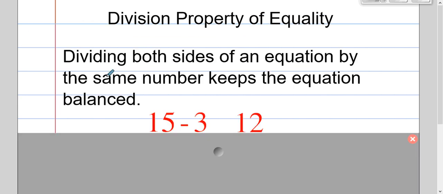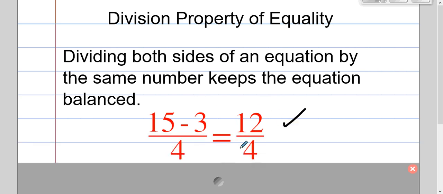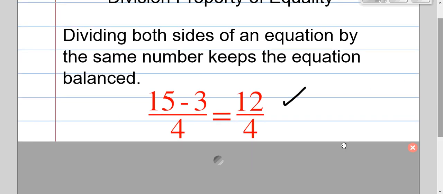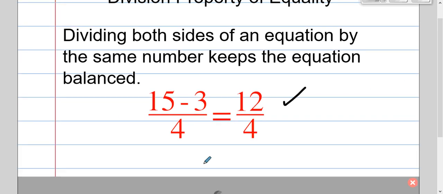Division property of equality: dividing both sides of an equation by the same number will keep it balanced. So if I have 15 minus 3 equals 12, it's perfectly balanced. It's true. If I divide both sides by 4, it will remain balanced. Now we get 3 and 3.